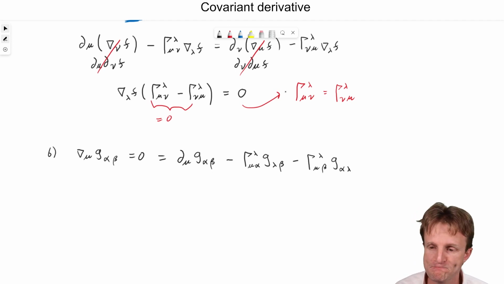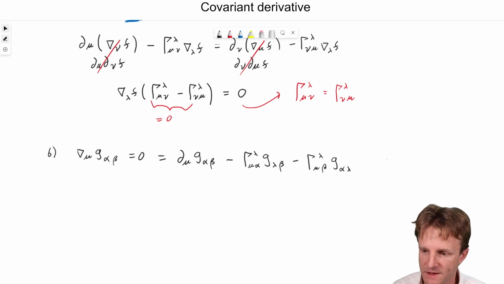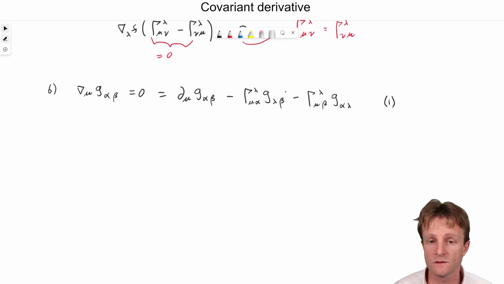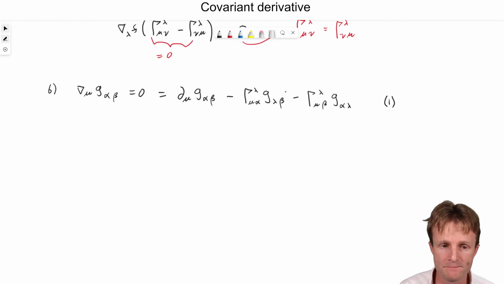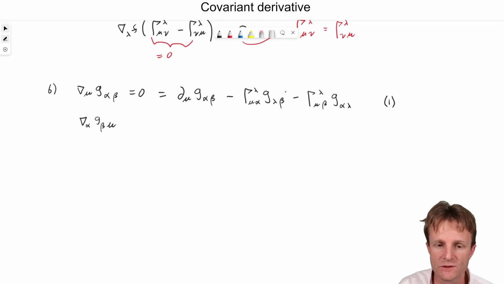And what we'd really like to do is solve this equation for gamma to complete the construction of the Christoffel symbols. And the trick to doing that is to consider the equation in cyclic permutations. So if this is equation 1, then we can make another equation 2 by considering just del alpha g beta mu. So I've cyclically permuted the indices, and now I just have to do the same on every term. So this one becomes partial alpha g beta mu.